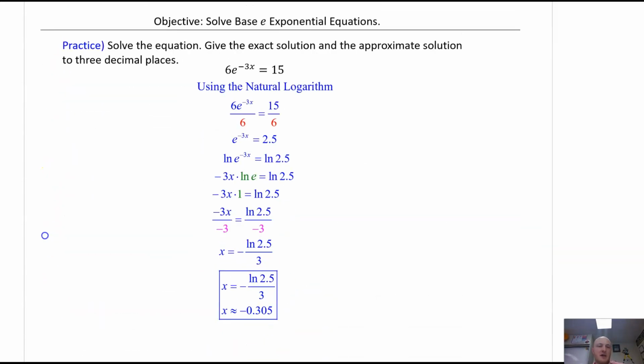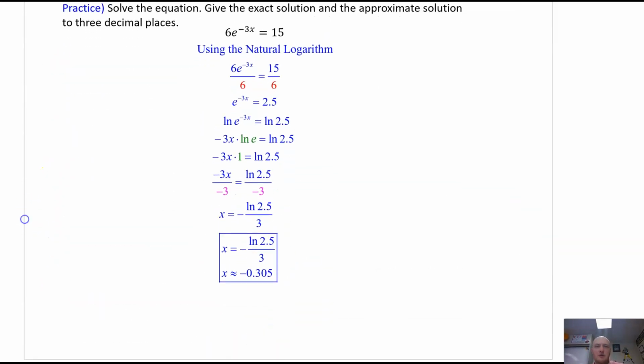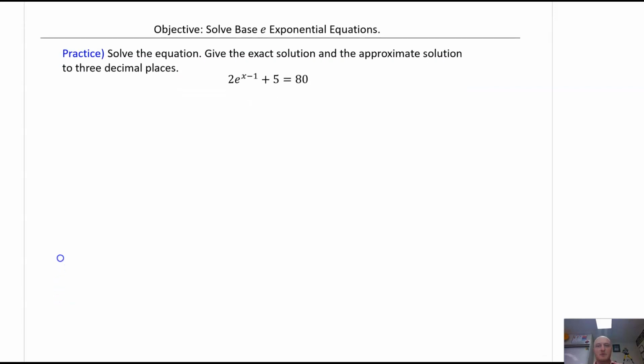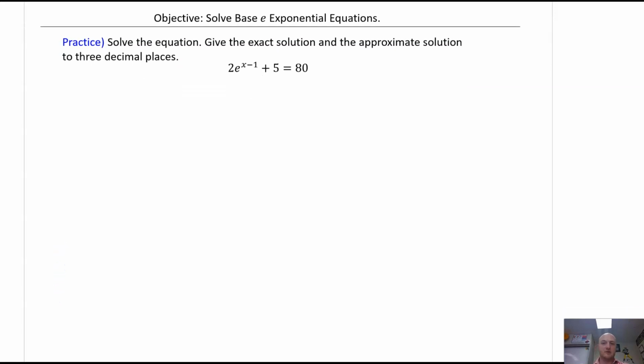You want to divide each side by 6, which gives you 2.5. If you left it as 15 over 6, that's fine as well. Take the natural log of each side to give you negative 3x is equal to the natural log of 2.5, and then you divide by 3, and you get your answer. All right, here is a second practice problem. If you want to go ahead and pause the video and try this one.